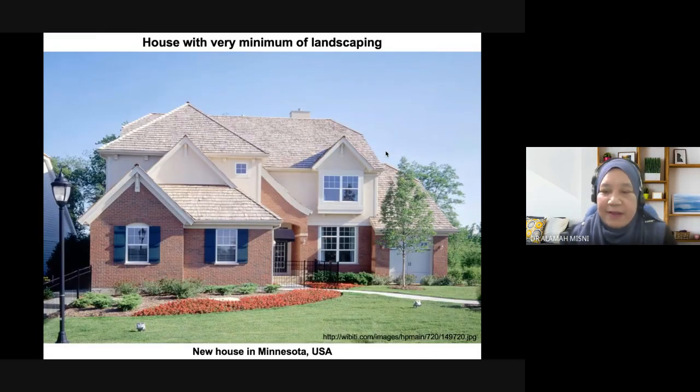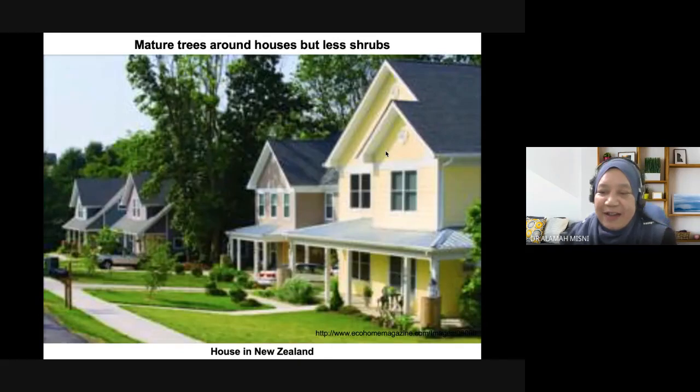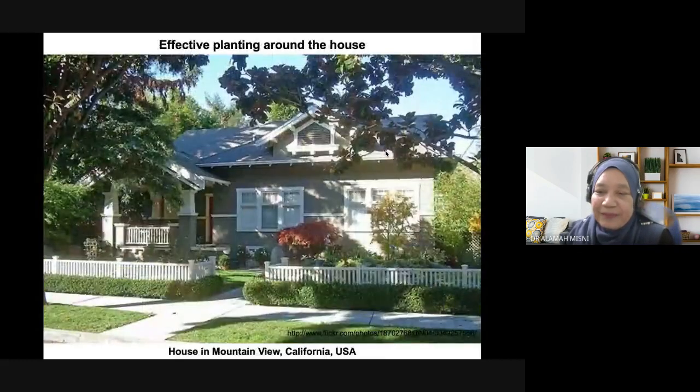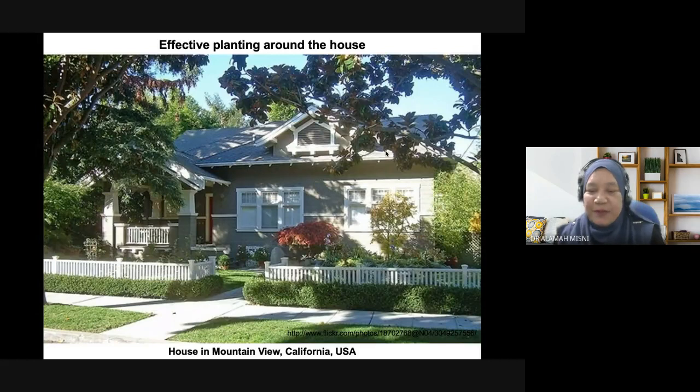This is another example of a house with very minimum landscaping. Next. Mature trees around the house, but fewer shrubs around the building envelopes. Okay, next. So this is the effective planting around the house. This house is actually located in Mountain View, California, USA.